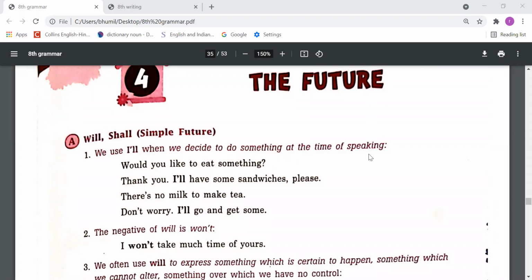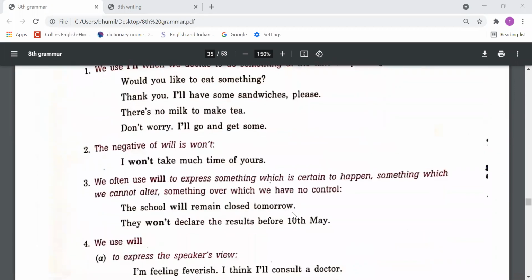Okay. And when you use a negative sentence, you need to say I won't. It is a short form of will not. You can say I won't take much time of yours. So instead of saying I will not, you can say I won't.